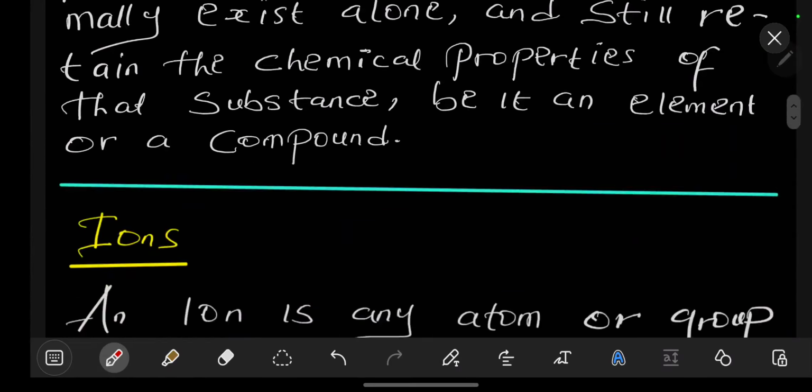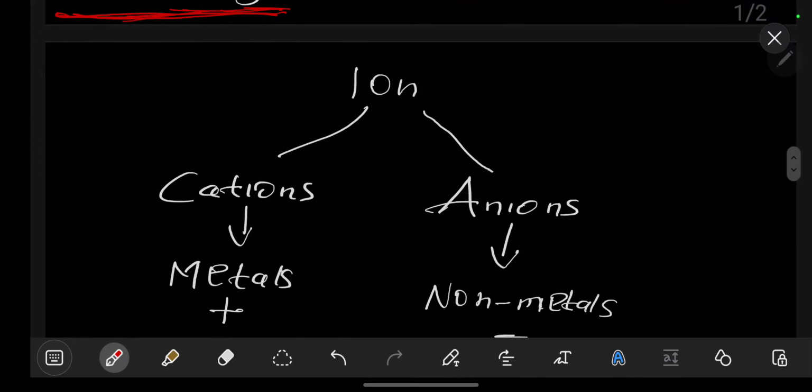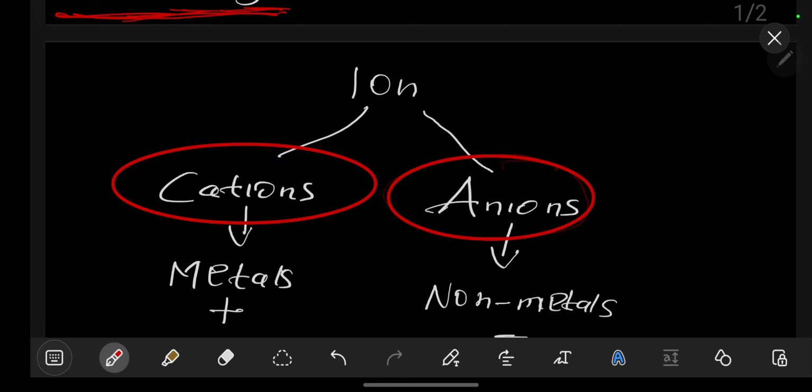Now, what exactly are ions? An ion is any atom or group of atoms that possess an electric charge. That's an ion. Any atom or group of atoms that possesses an electric charge. Insofar as that atom has an electric charge, it is safe to call it an ion. And we have two types of ion, which I'm going to show you right now. These are the cations and the anions.